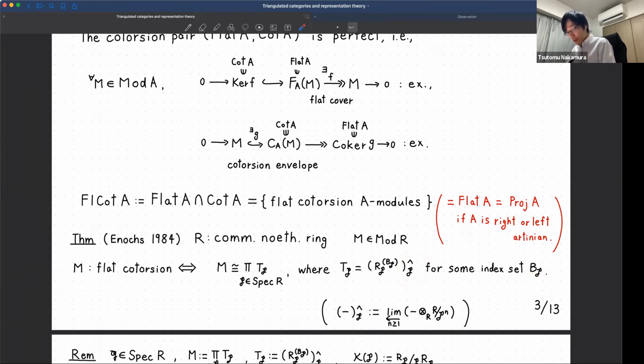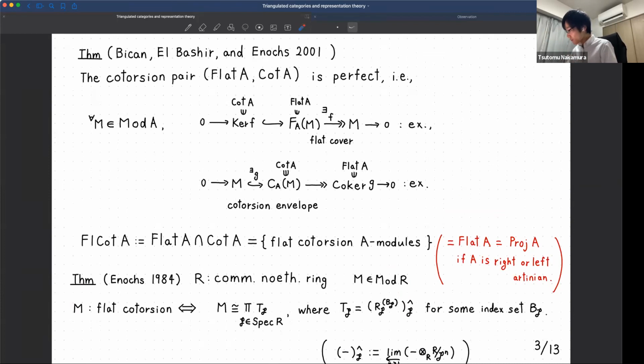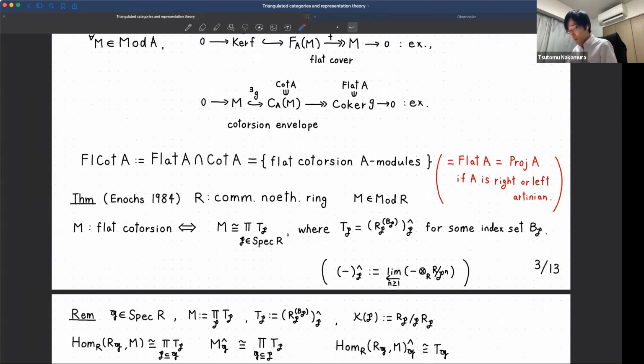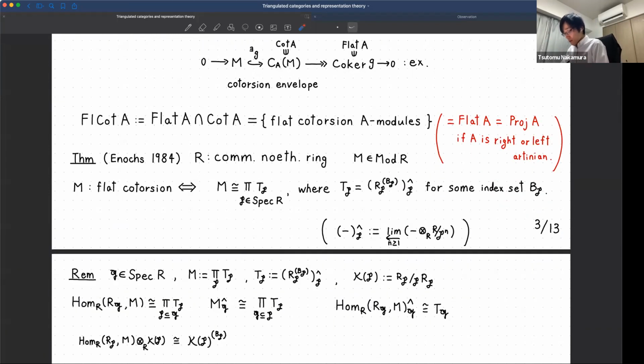And in fact, I will soon explain that the cardinality of B_P is uniquely determined by M. So in this sense, the description is essentially unique. Okay. So for such a module M, there is a useful formula.